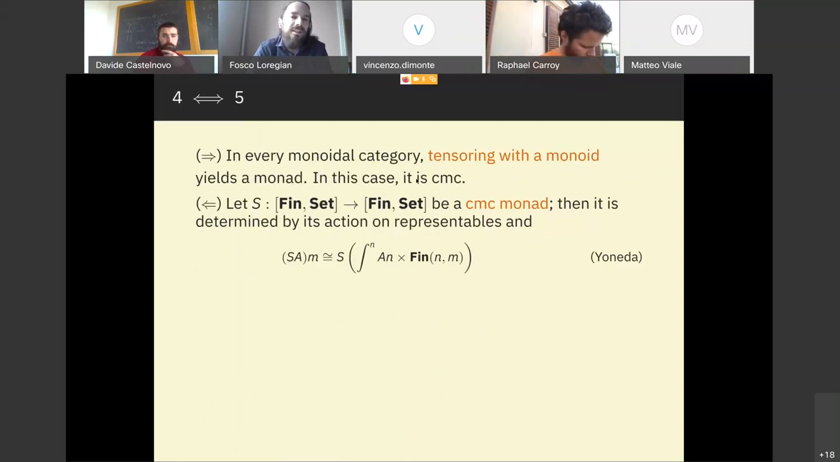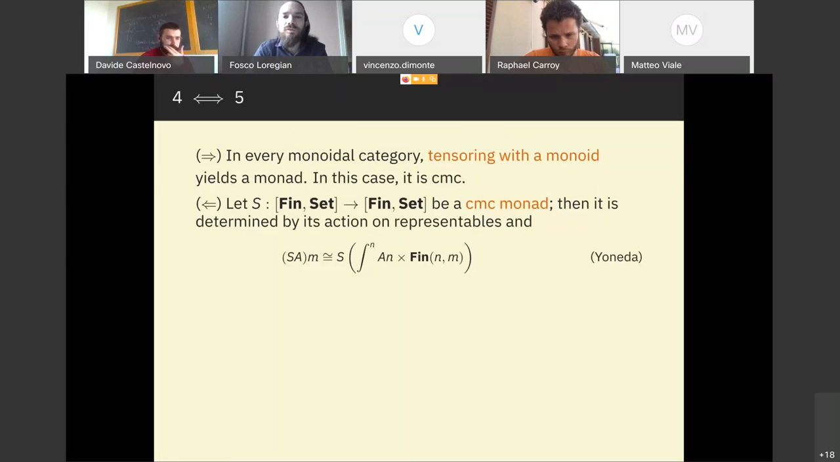So this is very easy. It's a very general fact about monoidal structures. It is also quite easy to prove that this monad obtained by tensoring with a monoid with a Cartesian operator, I cannot spell substitution monoid, is co-continuous because tensoring with a certain object is a left adjoint functor in this particular situation.